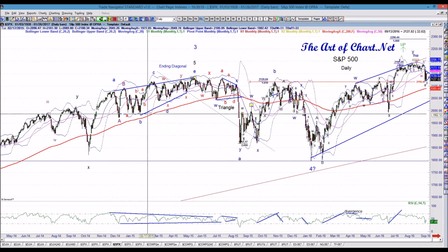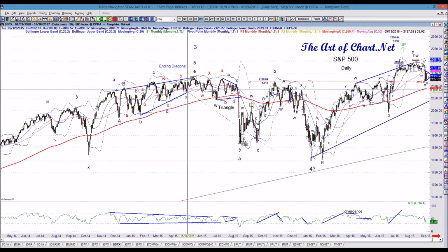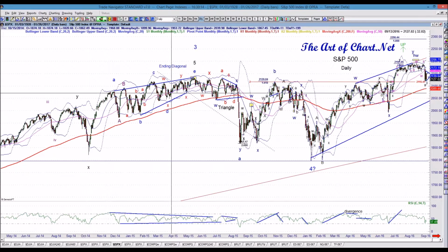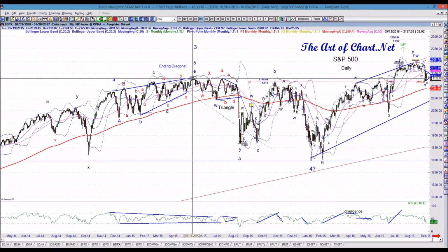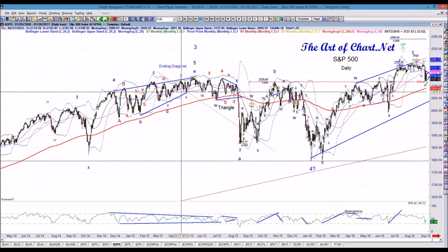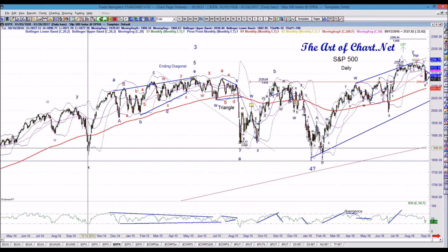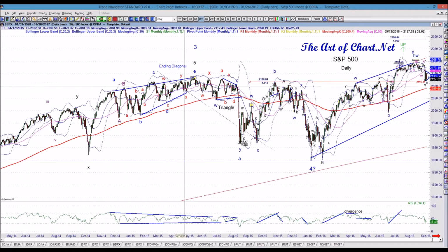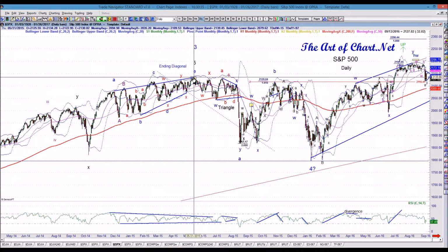Here's the A, B, C, D, E in a contracting fashion, right? And what was the target? The origin. The origin was 1820. We hit 1812. So that's an example of a trending pattern. This was trending for how long, guys? I mean, from October of 2014 until May of 2015.